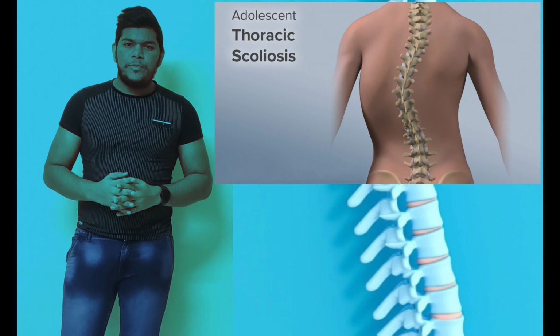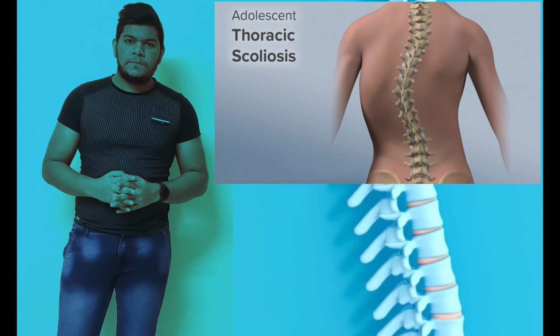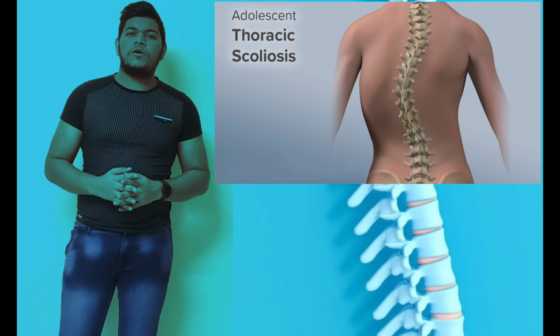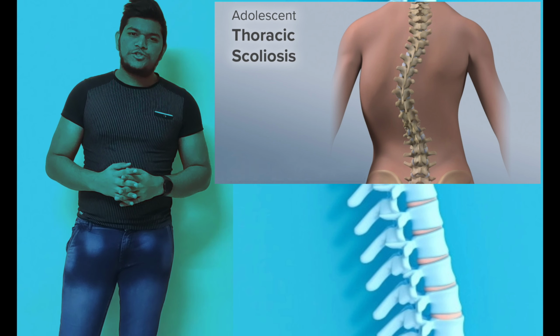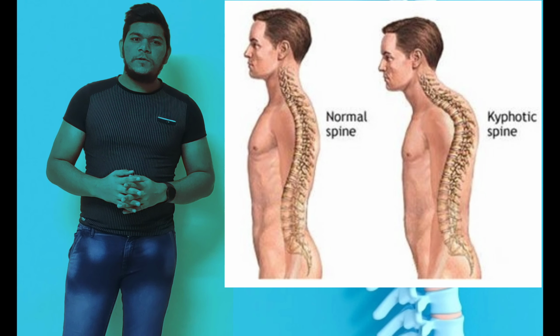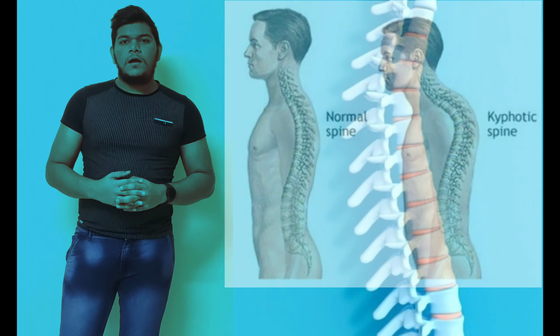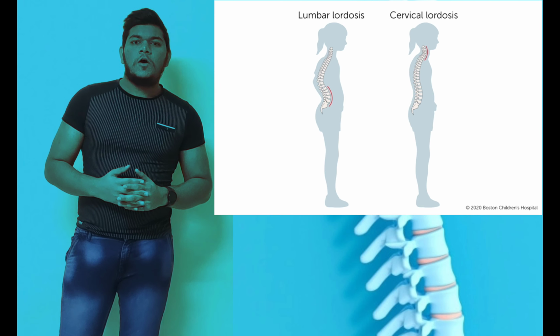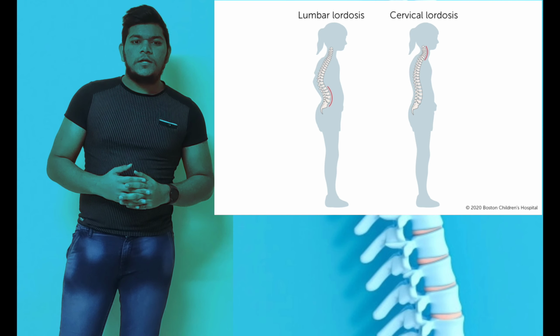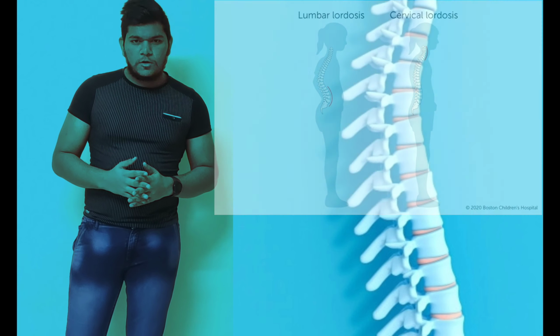Now, abnormal spinal curvature includes scoliosis. It includes the lateral bending of the vertebral column, usually in the thoracic region. Kyphosis includes the increase in the thoracic curve of the vertebral column. The last is lordosis, also known as hollow back. It includes the increase of the cervical and lumbar curves of the vertebral column.